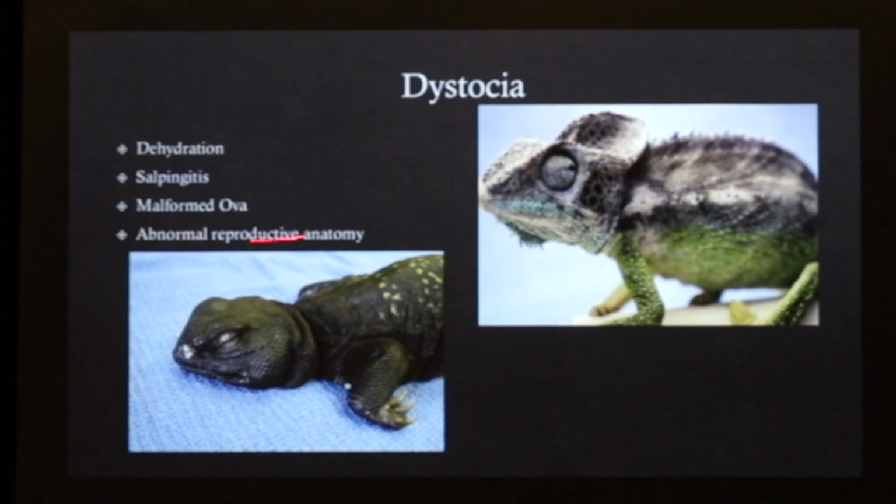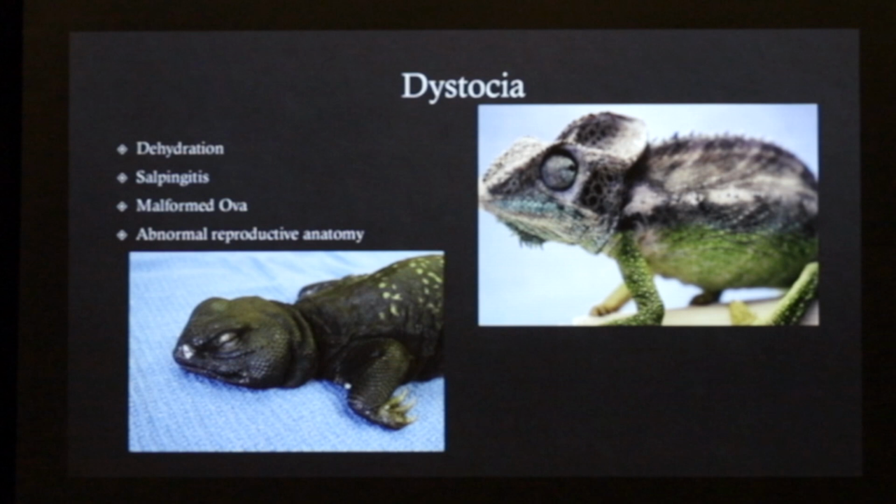So a lot of these red-eared sliders that I see, they come in and they've got eggs and the owner didn't even know, one, that they were a female, and two, that they had eggs. So we've got to do a better job of providing the proper nesting areas. Other things, of course, there's dehydration issues. Salpingitis just means infection or inflammation of the oviduct itself. You've got malformed ova, abnormal ova, and then again, maybe even something as rare as an abnormal reproductive anatomy. Something's wrong with the reproductive system.